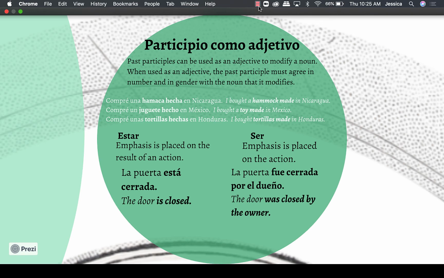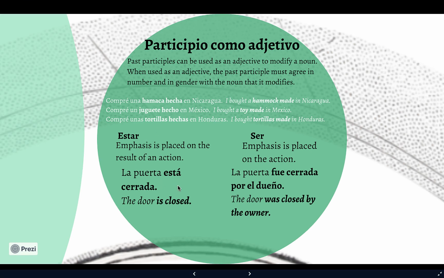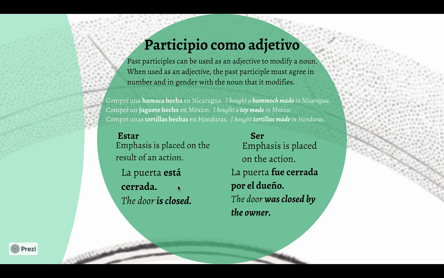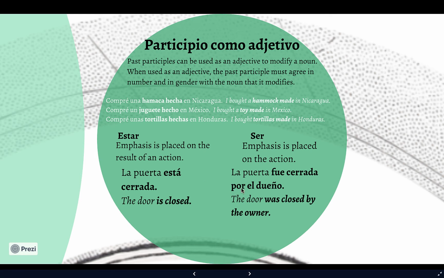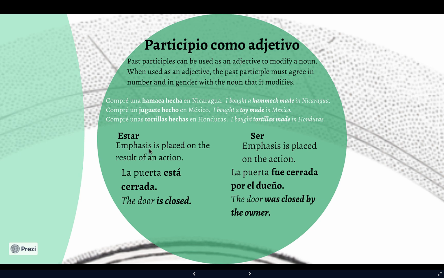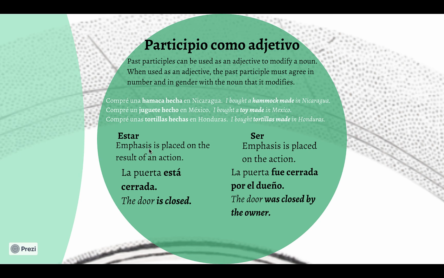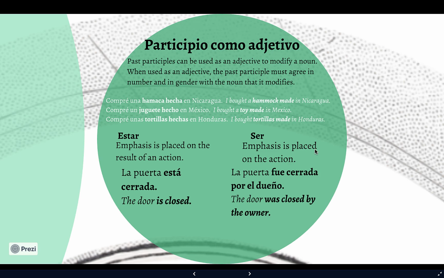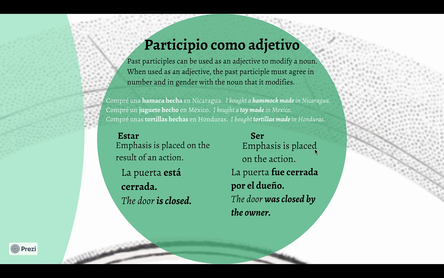Ejemplo, la puerta está cerrada versus la puerta fue cerrada. And oftentimes, when we use it with ser, the preposition por is used to indicate who caused the action. La puerta fue cerrada por el dueño. So estar and ser. Estar, the emphasis is on the result of an action. Ser, the emphasis is placed on the action.